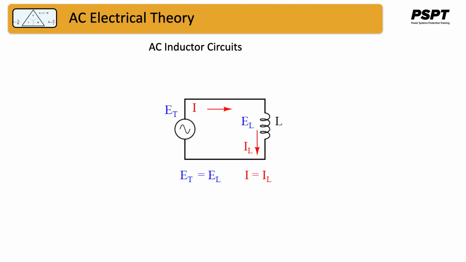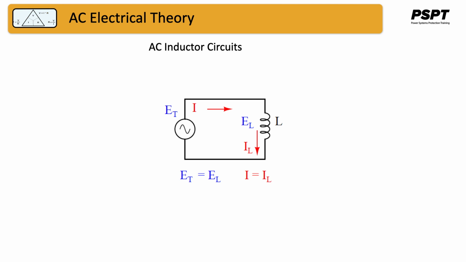That is, if the current is increasing in magnitude, the induced voltage will push against the electron flow. If the current is decreasing, the polarity will reverse and push with the electron flow to oppose this decrease. This opposition to current change is called reactance rather than resistance.